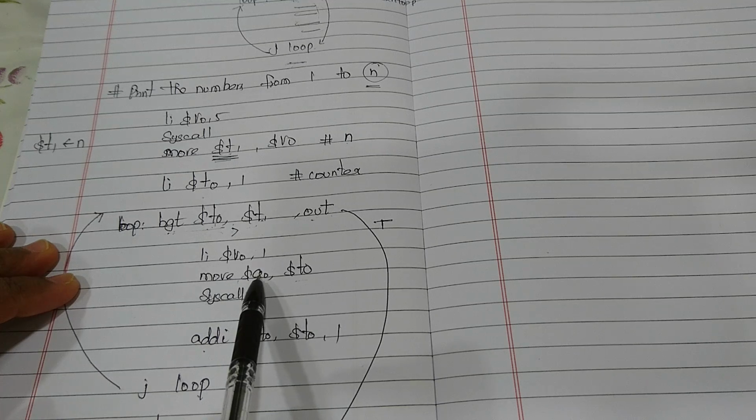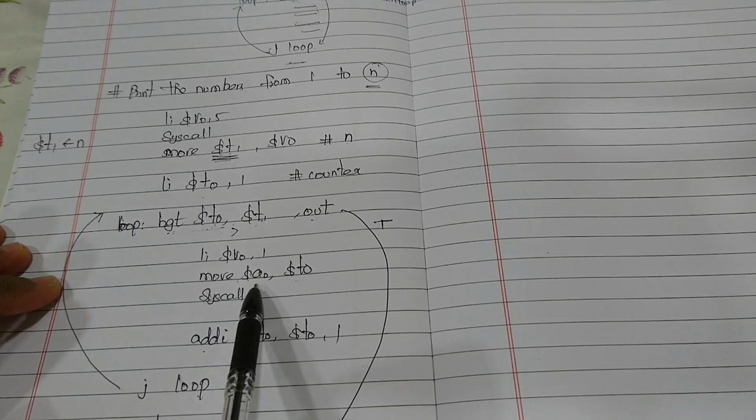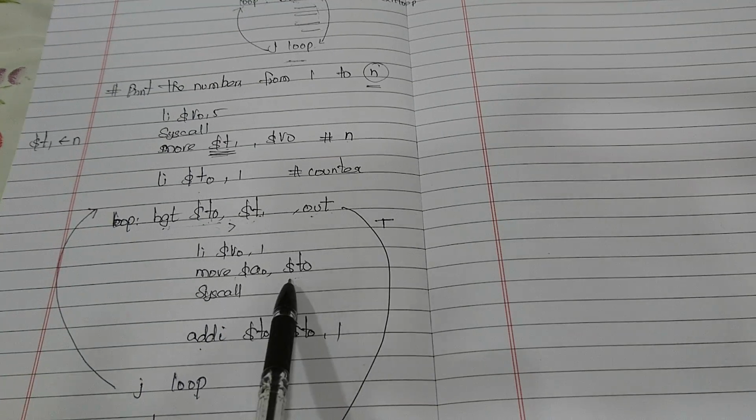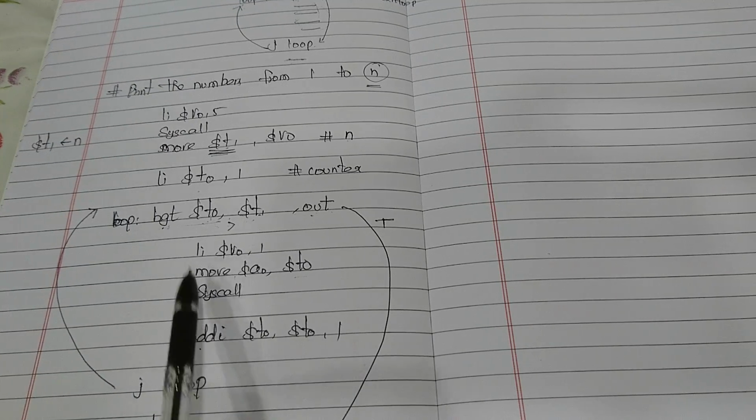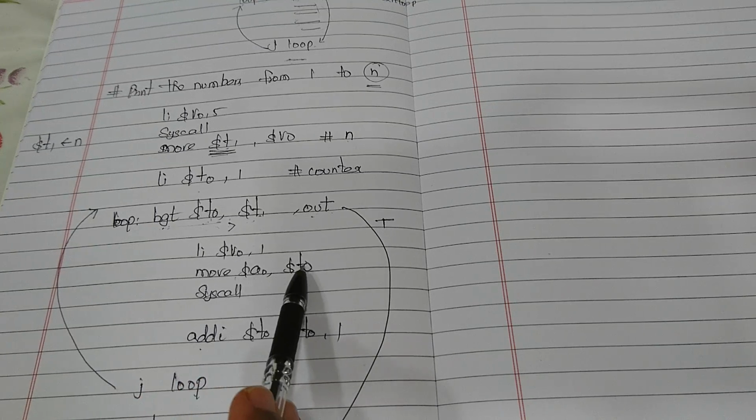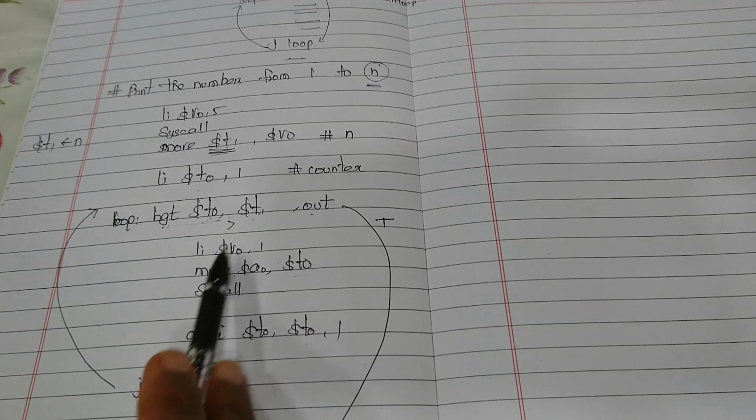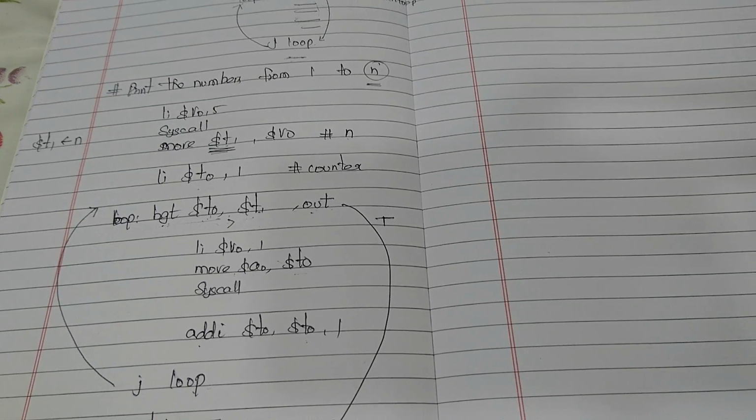Here in the body of the loop, I print the value of n. Sorry, not the value of n. I print the values from 1 to n. So first time I print 1. Next time T0 is incremented to 2. Then I print 2. Then T0 is incremented to 3. I print 3. Then T0 is incremented to 4 and then 5 and then 6. So this loop is executed n times.